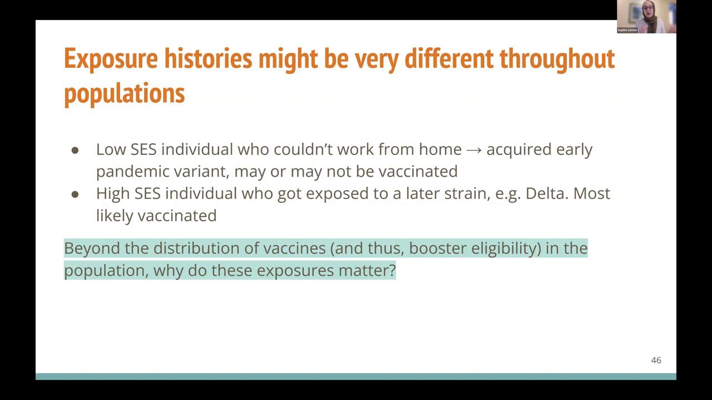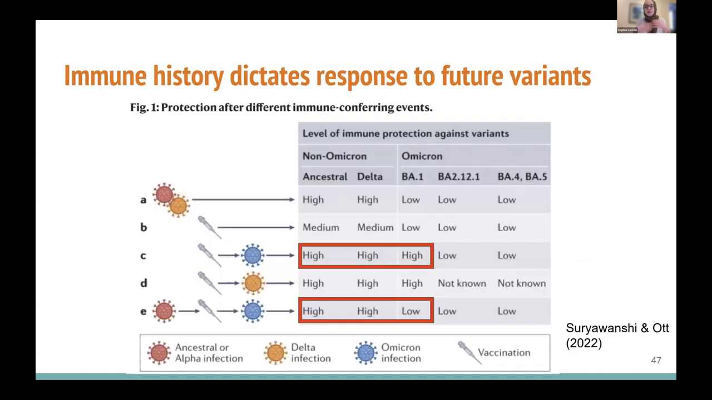Beyond the distribution of vaccines in terms of who is eligible to get a booster, why do these exposures matter? Well, because at the same time we were rolling out bivalent boosters, we were starting to see that exposure history can have really unintuitive impacts on your level of protection against emerging variants. So this table, the little cartoons on the side are showing an exposure history. So, in row C, I've had a vaccine and an Omicron infection.